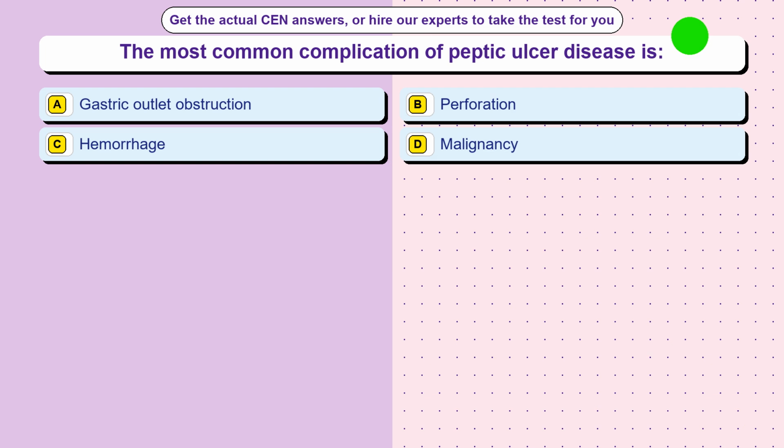Question 2. The most common complication of peptic ulcer disease is: Option A, gastric outlet obstruction. Option B, perforation. Option C, hemorrhage. Option D, malignancy.